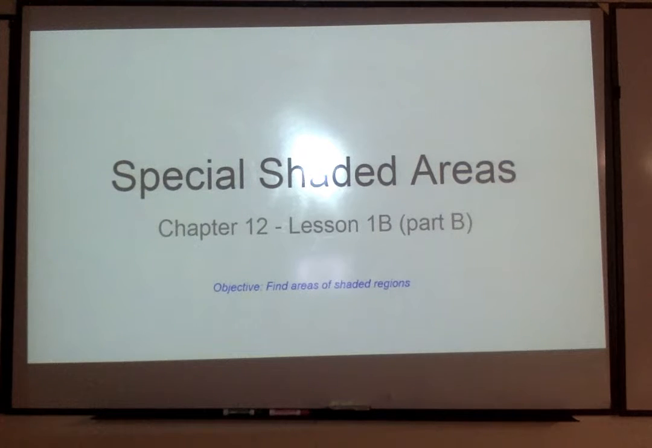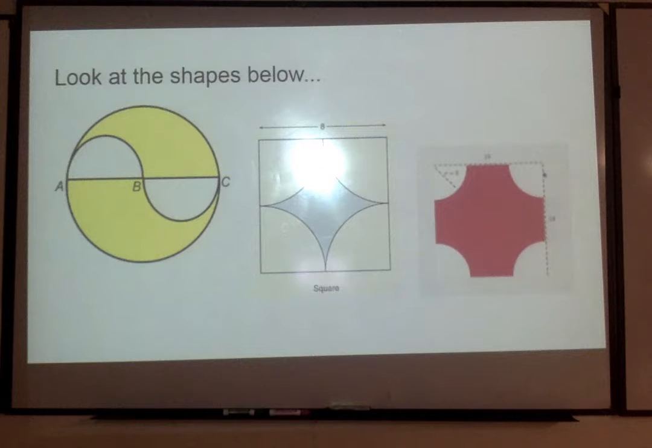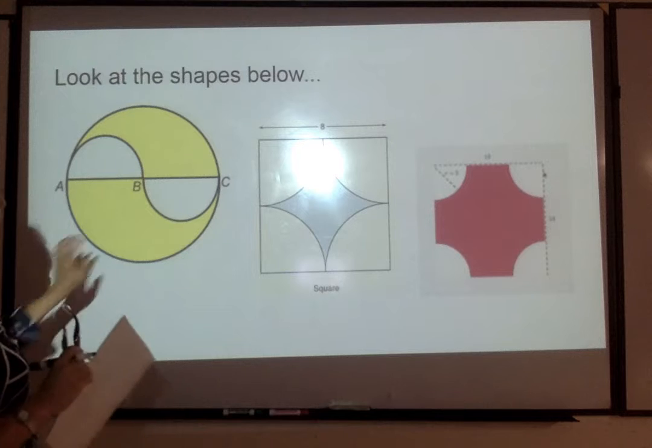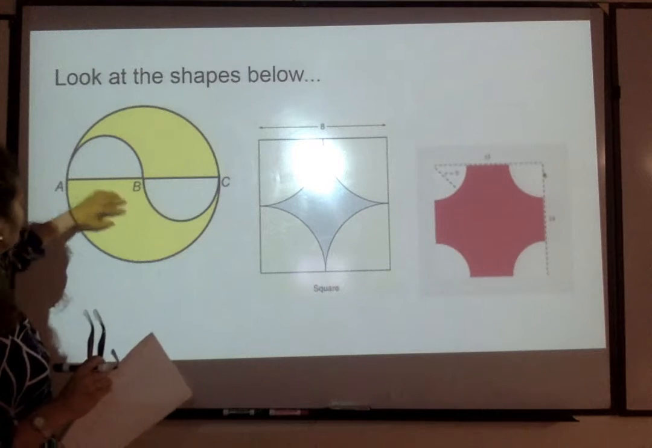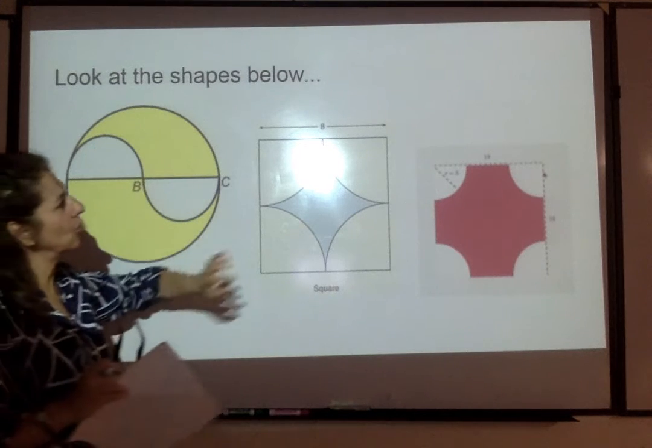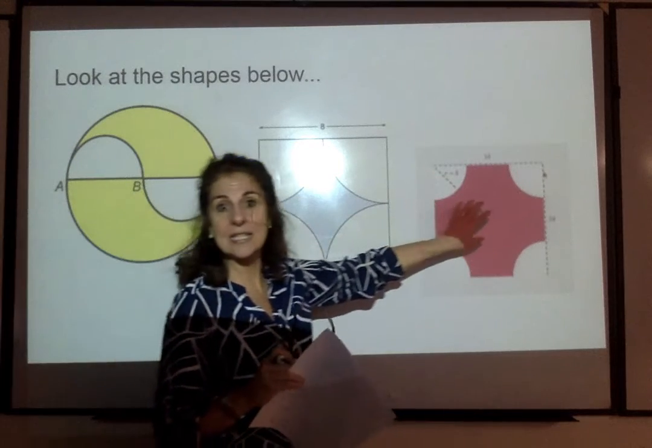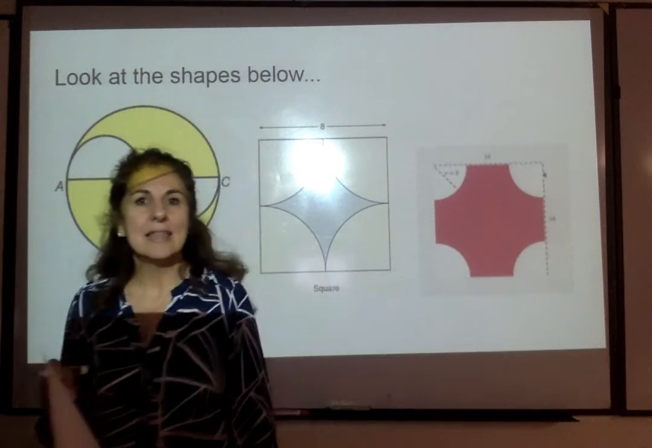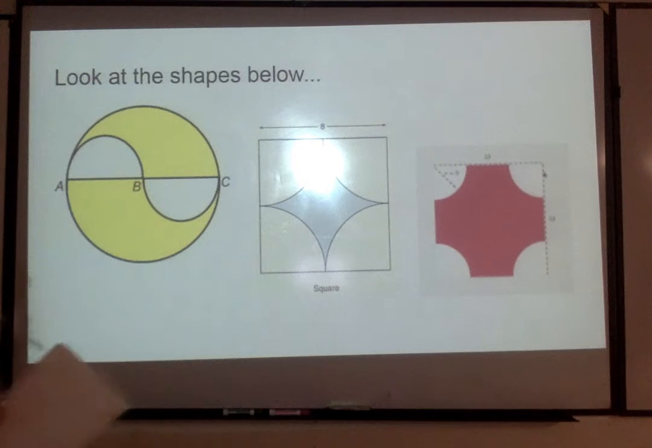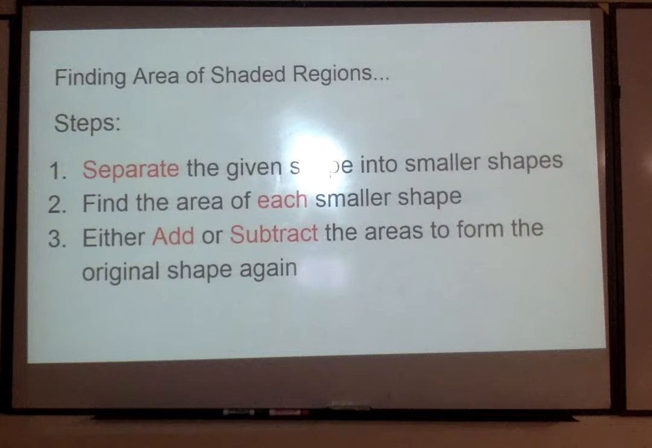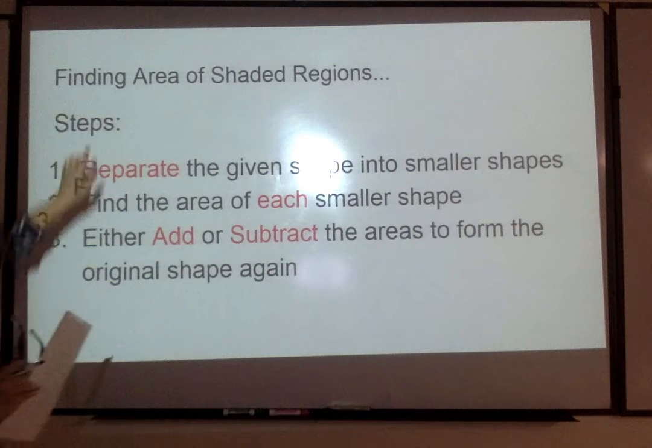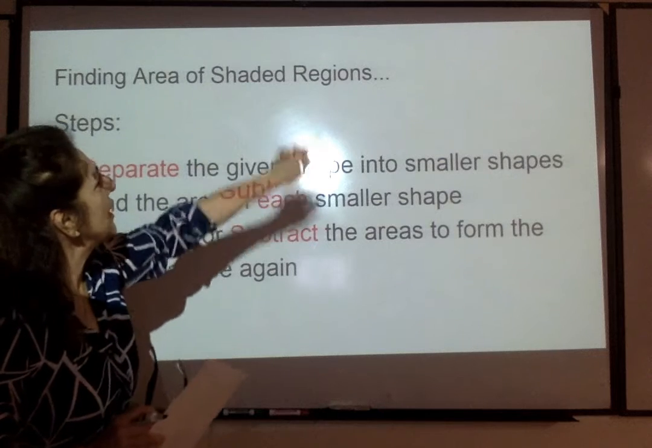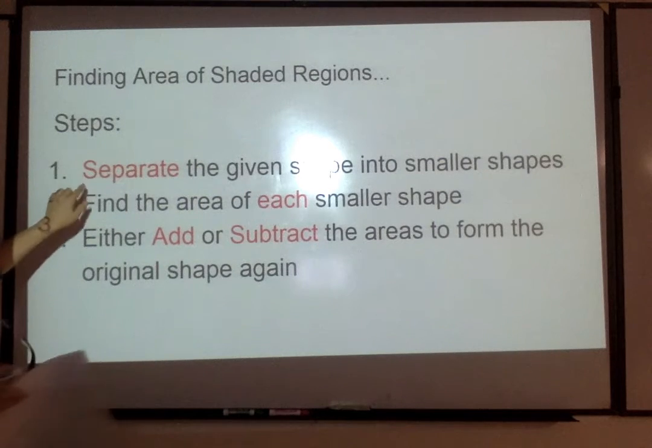So as I show here, we look at these shapes and we see, wow, they're really cool. So how can I find, for example, the area like the yellow area here, or just this blue, or just this red area here in the shape? So today we're going to learn how to find different areas that are shaded. How do we do that? Finding areas of shaded regions, this is what we have to do.